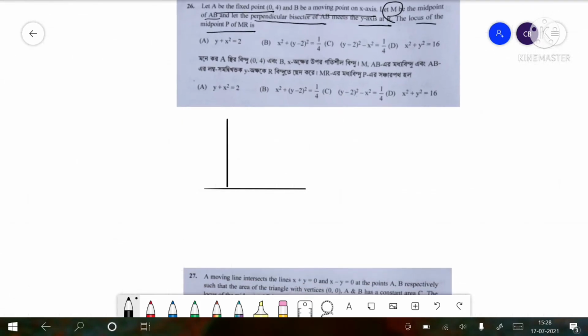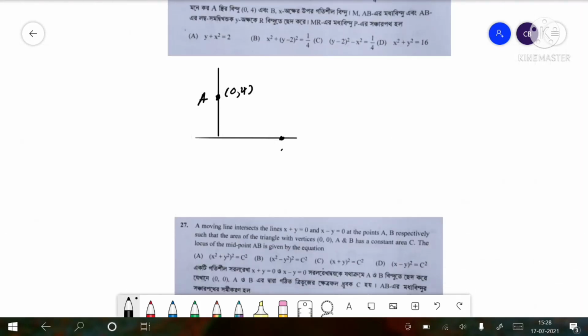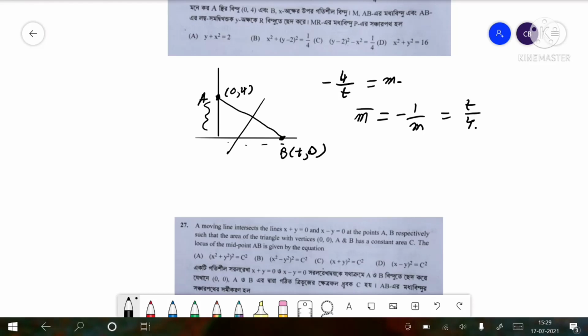Now here the first thing is the fixed point A is here, (0, 4). This is A. Now let B be somewhere here, let's say (t, 0), because it is on the x-axis. Now what will be the slope of this line? Its slope is minus 4 by t, because it reduces by 4 while x increases by t. So M is this. Now for a perpendicular bisector, the slope m bar is equal to minus 1 by m, which turns out to be t by 4.